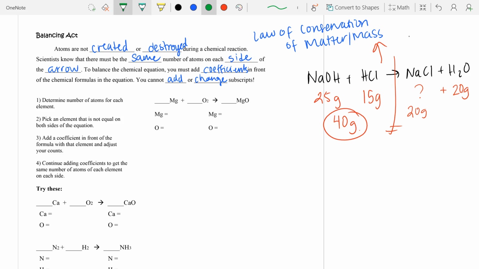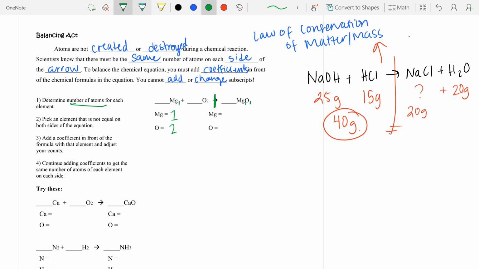And so according to our first step, you have to determine the number of each element. So basically count it up. Anytime you don't see a subscript, that means we have 1. So I'm just going to add some 1s there so that it makes this a little easier. So I have 1 magnesium on the left side and 2 oxygens, okay?